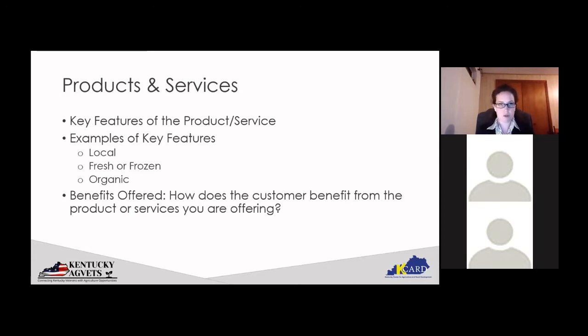So local, is it fresh? Do you have frozen beef that people are able to use later? You know, is it organically certified? Here you want to make sure that you identify the benefit that your customers are receiving from the products and services that you're offering.